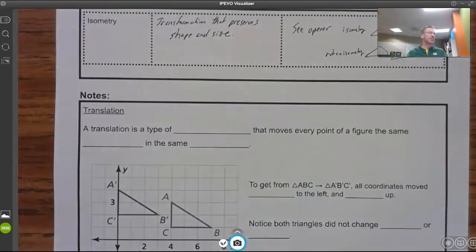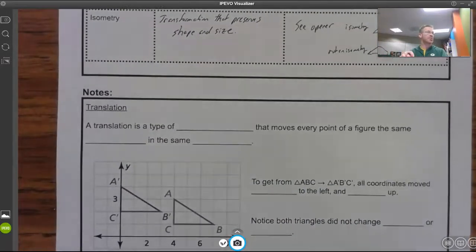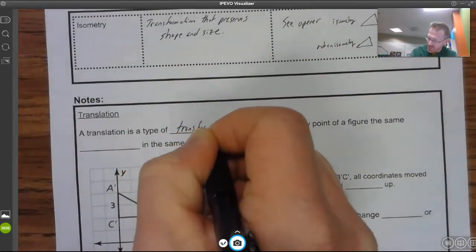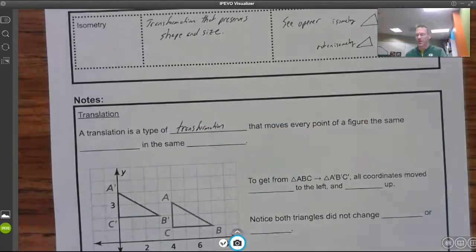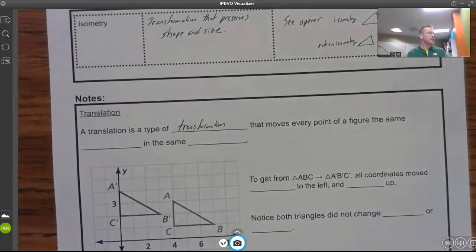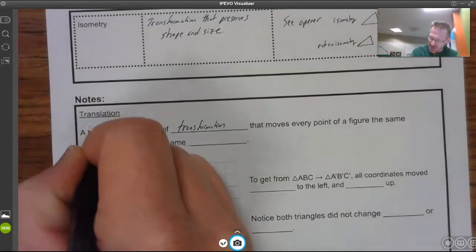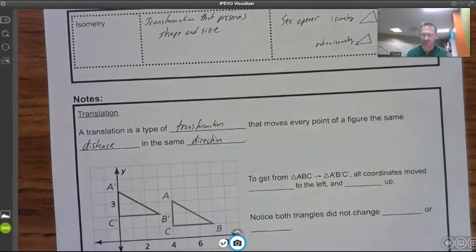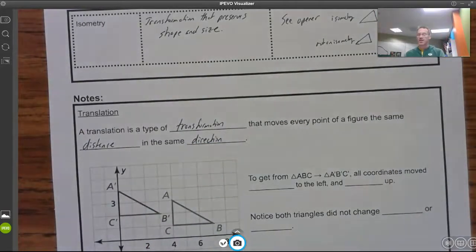So what we're focusing on in today's lesson is a translation. A translation is a type of transformation that moves every point of a figure the same distance in the same direction. I got my D's mixed up there. Same distance in the same direction. So that's exactly what we're doing. We're just sliding our figure around in the coordinate plane.